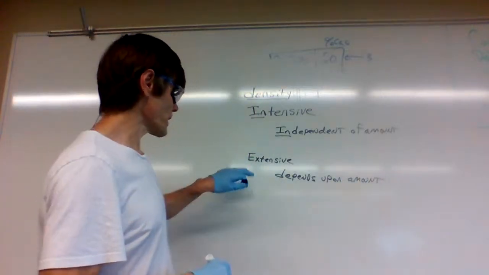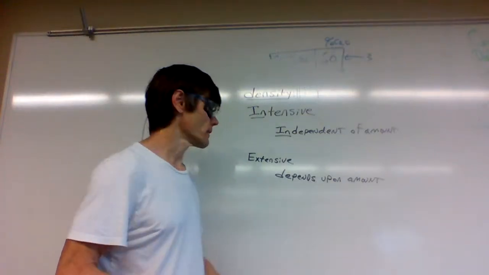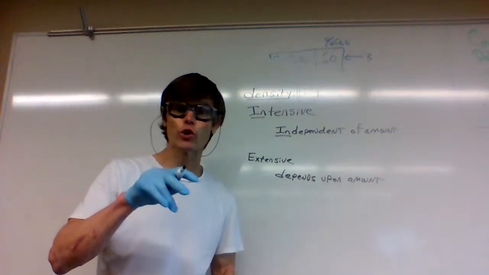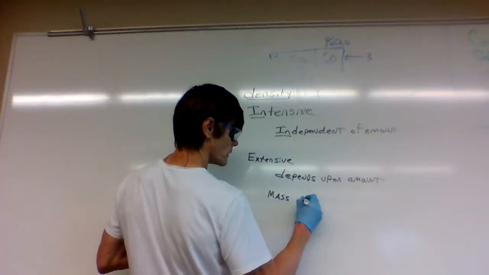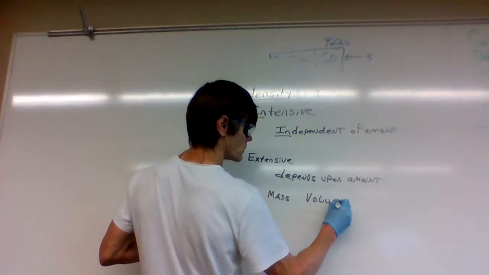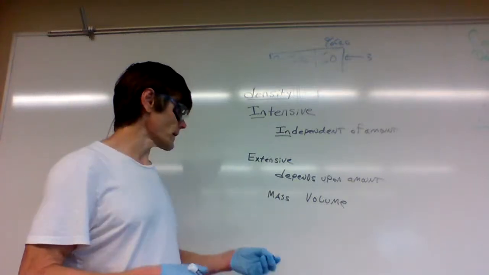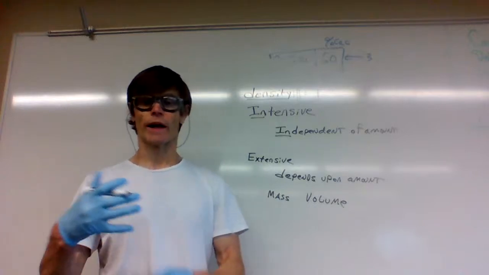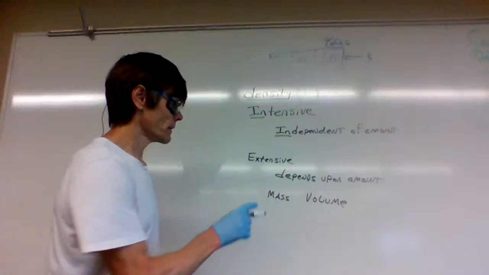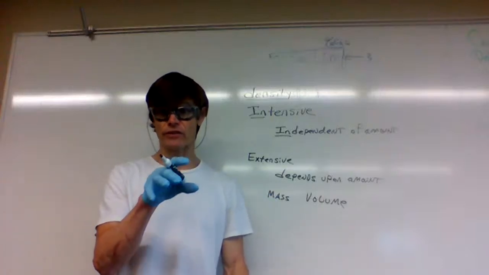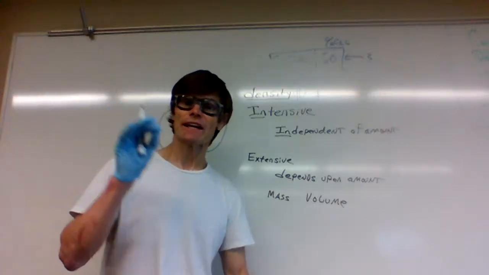So let's begin with some extensive properties. Well, if we think about density itself, density is a ratio of 2 extensive properties, mass and volume, both extensive properties. If I have 50 grams of water and I add it to another 50 grams of water, the total mass is now 100 grams. Depends upon the amount of the sample that we're looking at. Extensive property, or an intensive property, intensive.